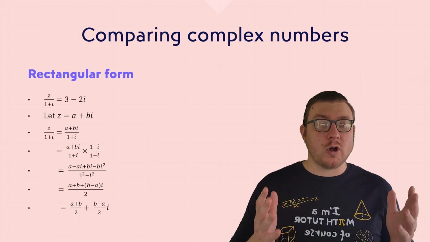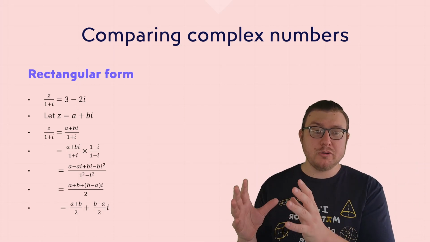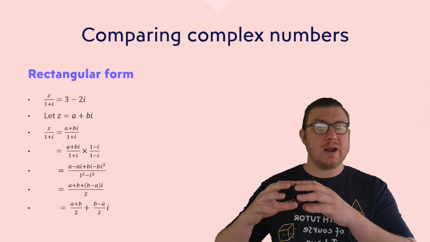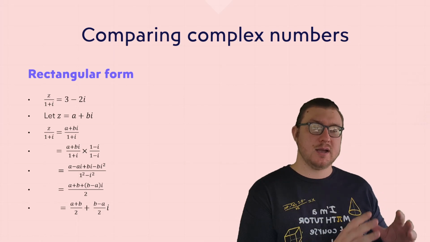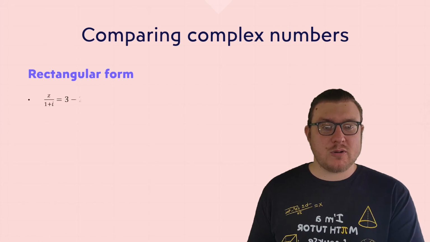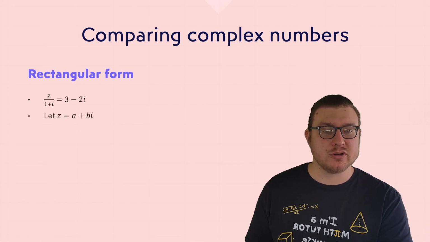And remember, what do we need to compare two complex numbers? We want both of them to be in rectangular form where we can compare the real parts and the imaginary parts. So let's do that. Let's get our question back. 3 minus 2i is what we want to compare it to.